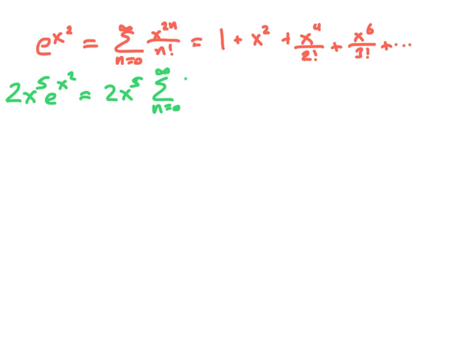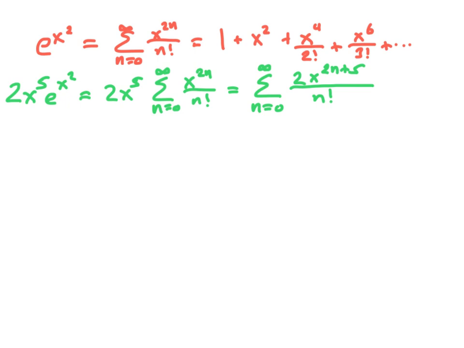And because this is just a power series, we have algebraic rules for how to handle this. The 2 simply comes inside our summation, and so we're going to have just a factor of 2 now in each term. And when we combine x to the fifth and x to the 2n, we combine our exponents, and we get an x to the 2n plus 5, all of this still over n factorial.